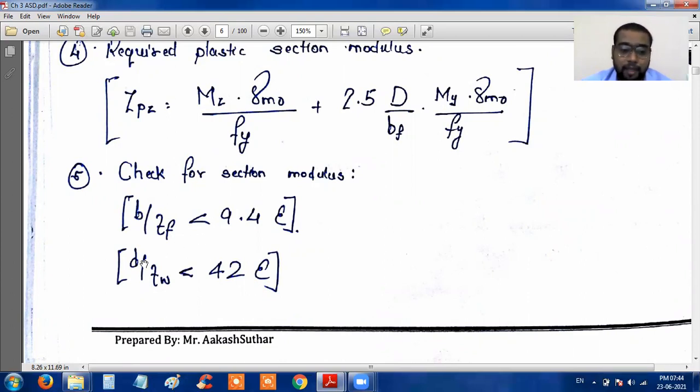that is width upon thickness of the flange, should be less than 9.4 epsilon, and D upon Tw, meaning depth upon thickness of web, should be less than 42 epsilon.